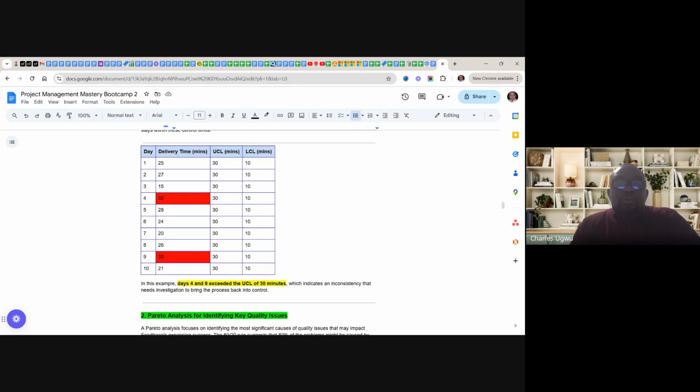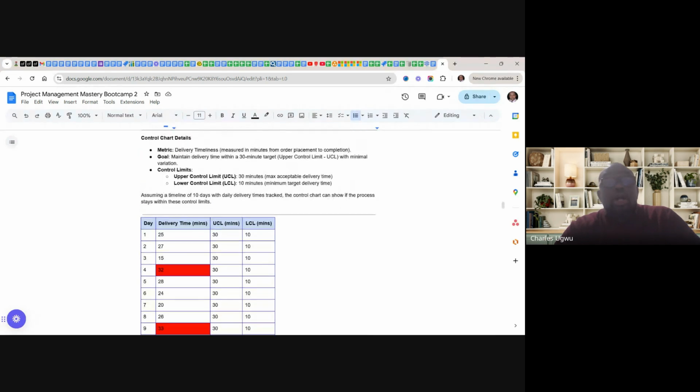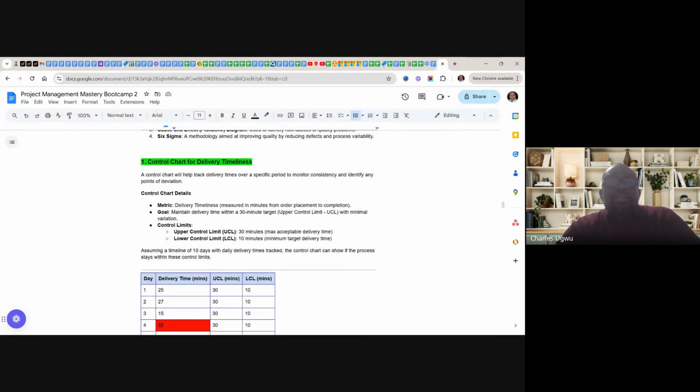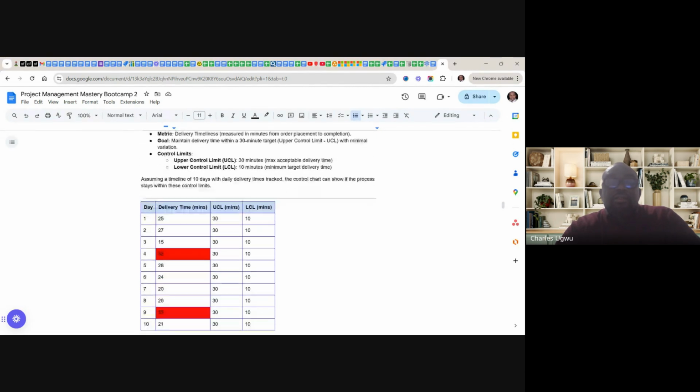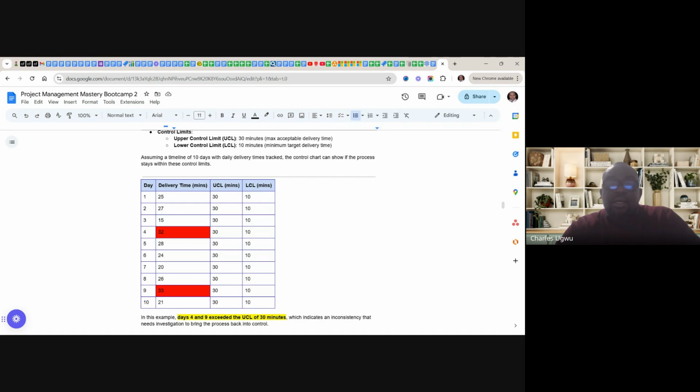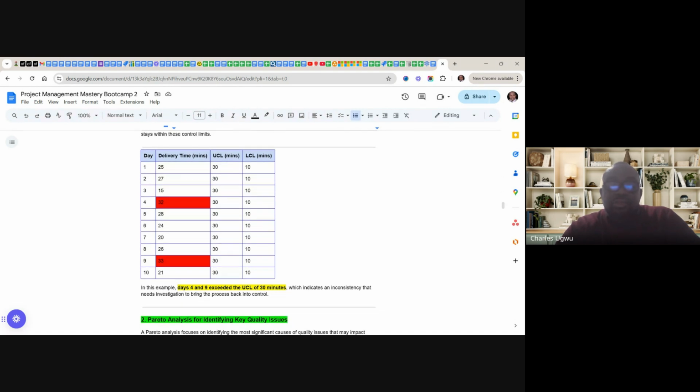So in the example, day 4 and day 9 exceeded the upper limit of 30 minutes, which indicates an inconsistency that needs investigation to bring the process back under control. This is a tool called control charts. We use it in quality management, planning, and management. So that's it.